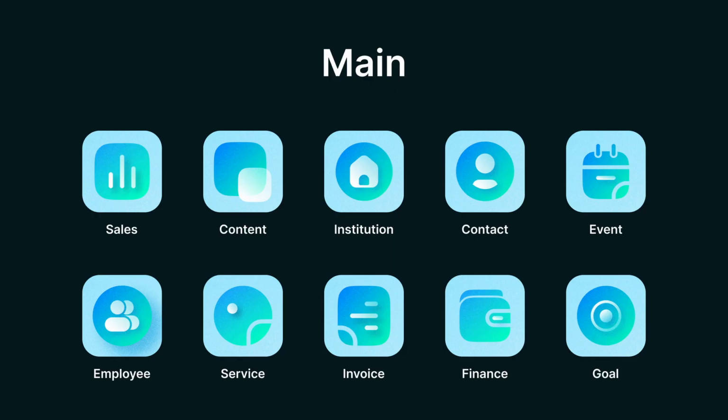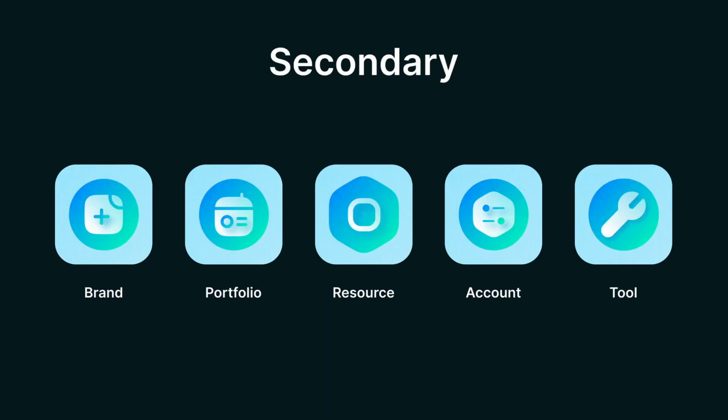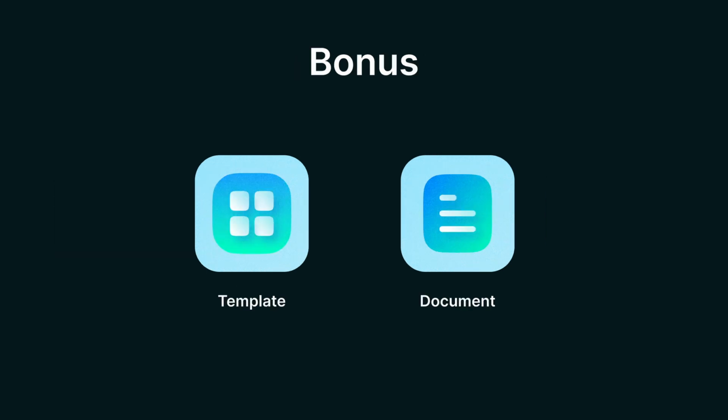At the Main section, here are pages for sales, content, institution, contact, event, employee, service, invoice, finance, and goal. We will have a walkthrough of each page later. At the Secondary section, here are pages for brand, portfolio, resource, account, and tool. We will also dive into these later in the video. Lastly, at the Bonus section, you can find plug-and-play templates and documents for you to reach out to clients and communicate with clients during projects.